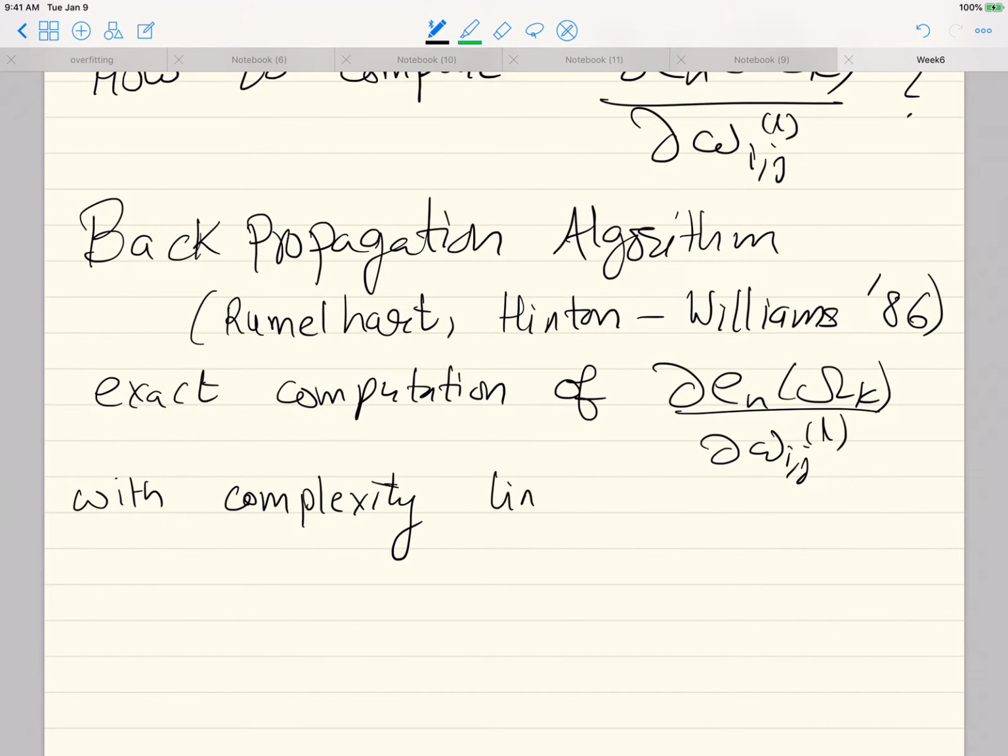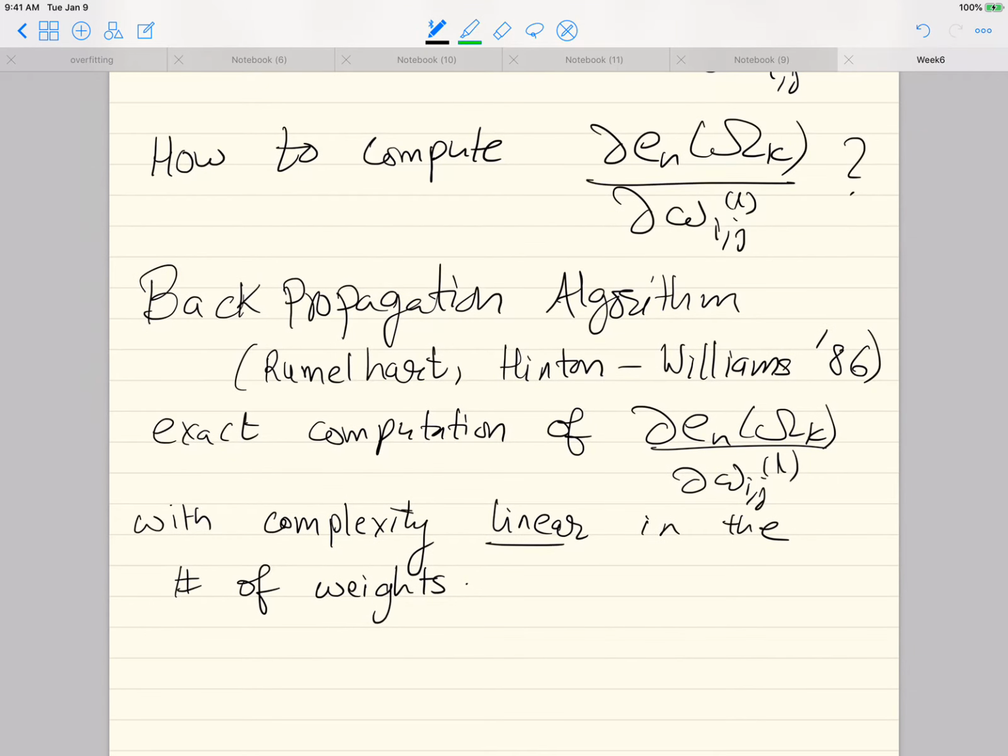Complexity linear in the number of weights. So if you have, say, a million weights in the neural network, you only need on the order of a million computations to compute all these partial derivatives simultaneously. You will need a million computations for the forward pass, as we saw in the previous lecture, because you are visiting each edge at least once.